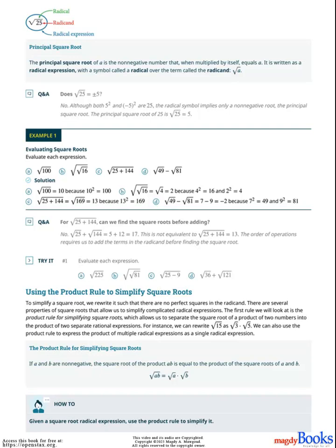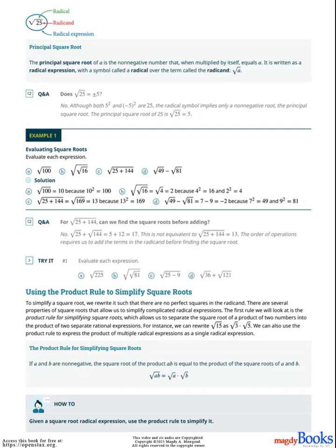Q and A. For √(25 + 144), can we find the square roots before adding? No. √25 + √144 = 5 + 12 = 17. This is not equivalent to √(25 + 144) = 13. The order of operations requires us to add the terms in the radicand before finding the square root.